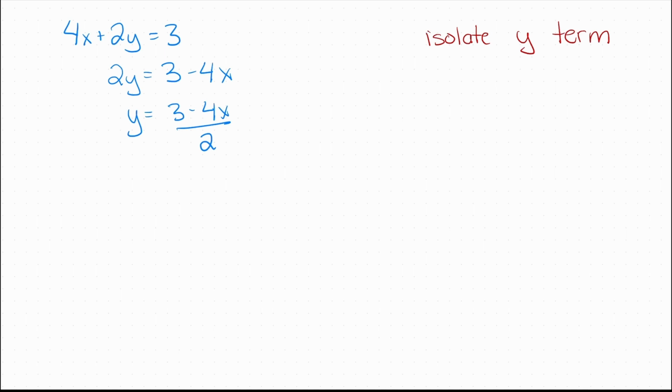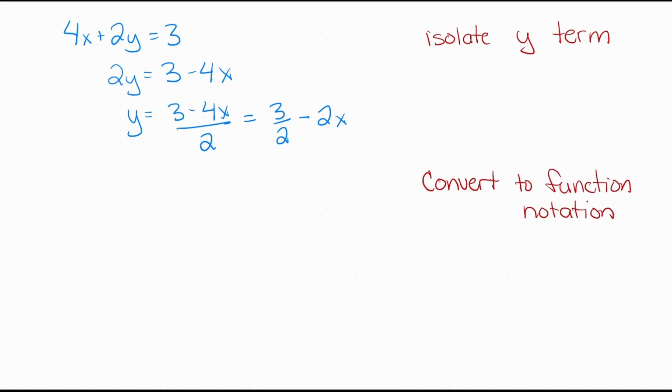So then how do we get that into function notation? Well, first of all, we can simplify this a bit. The 4 can divide by 2, so we get 3 halves minus 2x. Just simplifies it a little, looks a little nicer. To convert this to function notation, we know that our function uses x as the variable. So we have f of x is equal to 3 halves minus 2x. So that is our function notation.